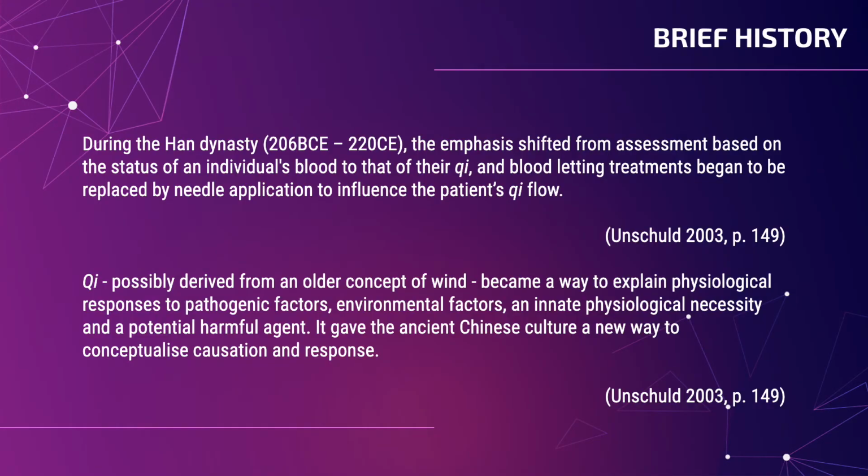So during the Han Dynasty, the emphasis shifted from assessment based on the status of an individual's blood to that of their qi, and bloodletting treatments began to be replaced by needle application to influence the patient's qi flow. Possibly derived from an older concept of wind, qi became a way to explain physiological responses to pathogenic factors, environmental factors, an innate physiological necessity, and a potential harmful agent. It gave the ancient Chinese culture a new way to conceptualize causation and response.